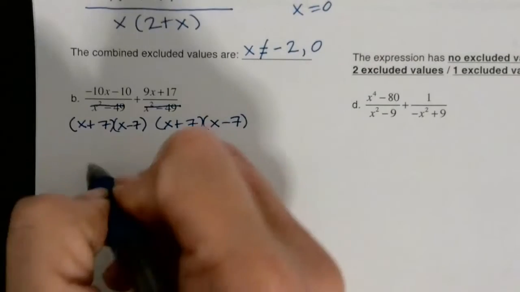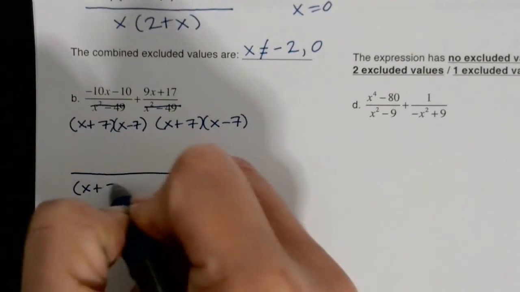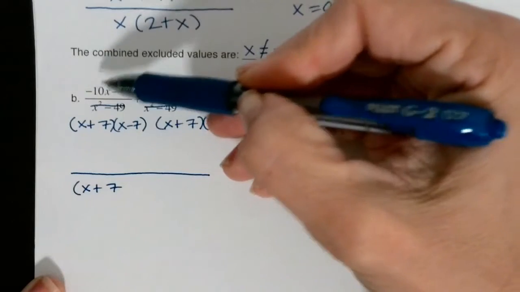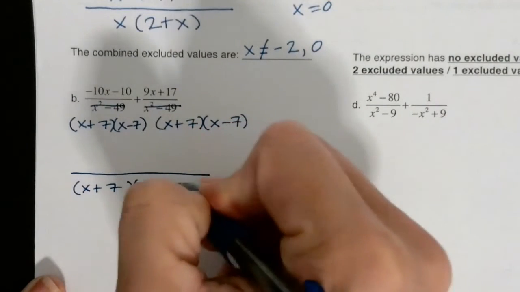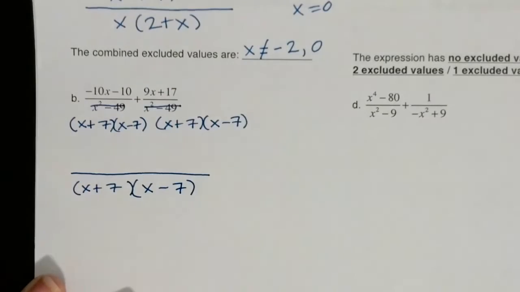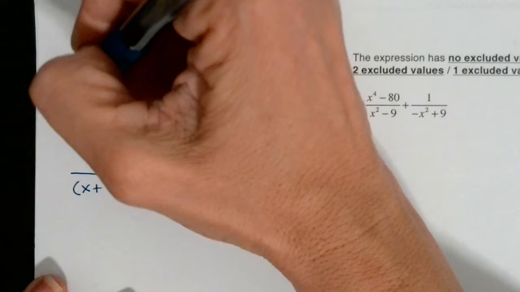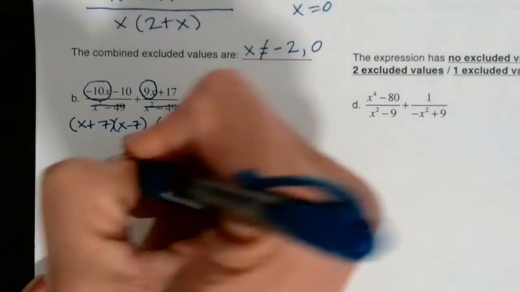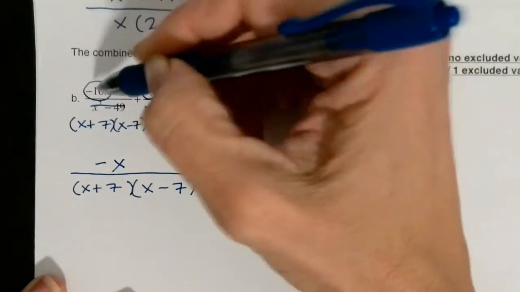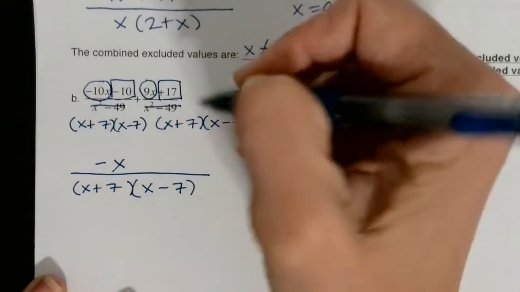So that's so cool. Since we already have the common denominator, we can now go from two fractions to one fraction. Once you have the common denominator, it's the denominator of that single fraction. And now we're going to add. So we have negative 10x and 9x, which makes negative x, because there are more negatives than positives. And then negative 10 and positive 17 makes 7.